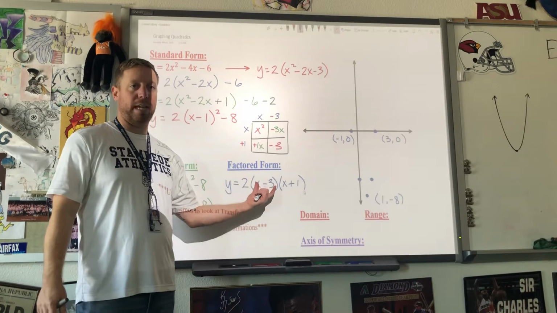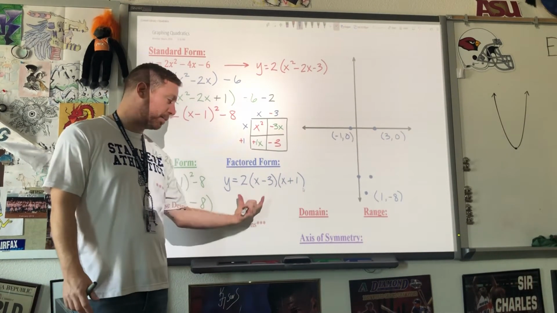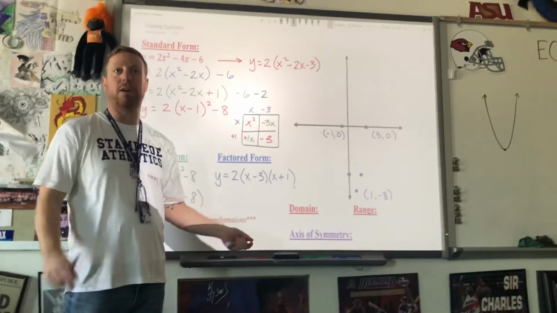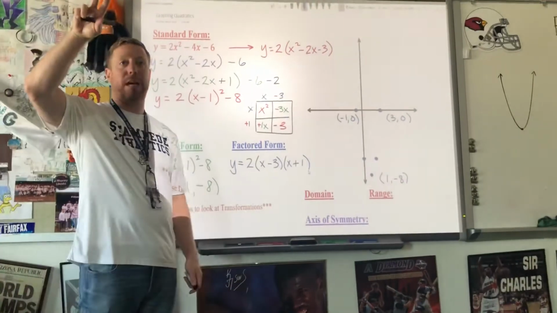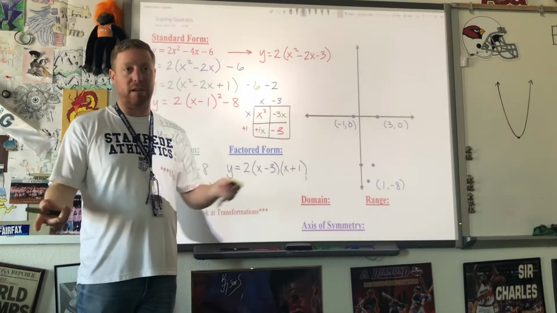Here's what I was looking for you to say. You set each factor equal to 0. We took a step where we did x minus 3 equals 0, and we did a step where x plus 1 equals 0. Then we did what Adriana and Michael were saying: add 3 to both sides, subtract 1 from both sides to get our answers.